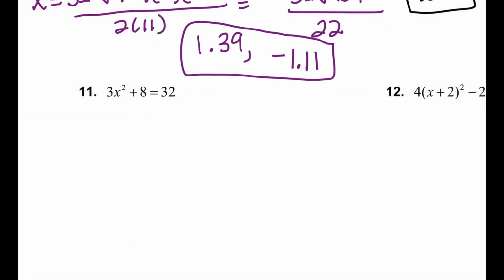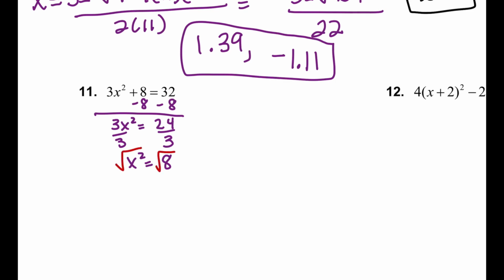Looking at number 11, notice there's an x squared, but not an x. So we're going to use square roots to solve this. If you're using square roots, you want to get the squared part all alone. We do that by subtracting 8 from both sides of the equal sign. We divide by 3, and we have x squared equals 8. The opposite of square is square root, so we take the square root of both sides. When we put a square root on both sides of the equal sign, we take a plus or minus.